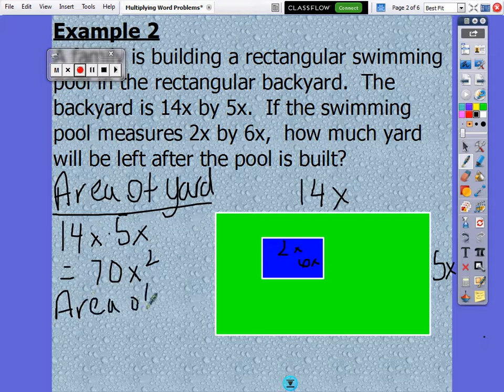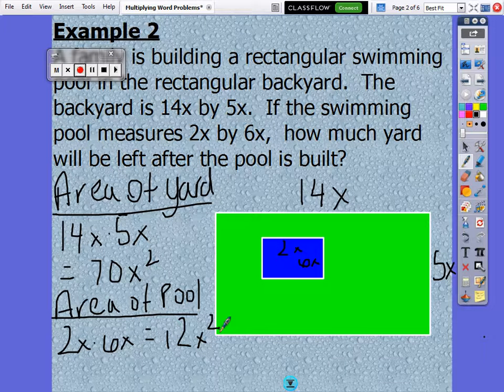To find the area of the pool, you're going to multiply length times width again because I'm talking about a rectangle. So I'm going to multiply 2x times 6x. When I multiply 2x times 6x, I get 12x squared. Again, I don't have to use the box because I'm multiplying one term by one term.